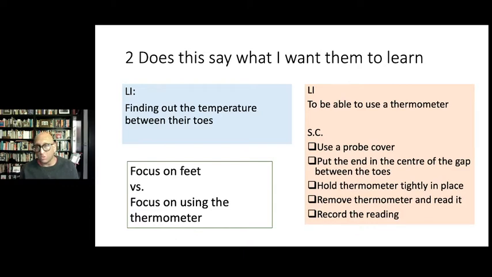Notice that in the first learning intention, the focus rather confusedly is on the feet, whereas decontextualizing it, the focus is on the thermometer. So what I really want you to think about is the clearer the teacher becomes, the more clear the student will become, and the more clear success will be for the student.